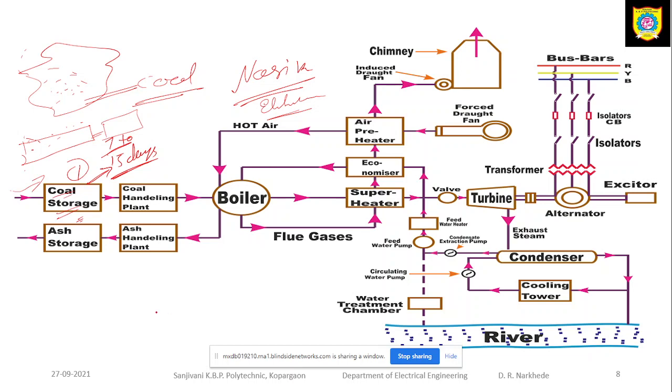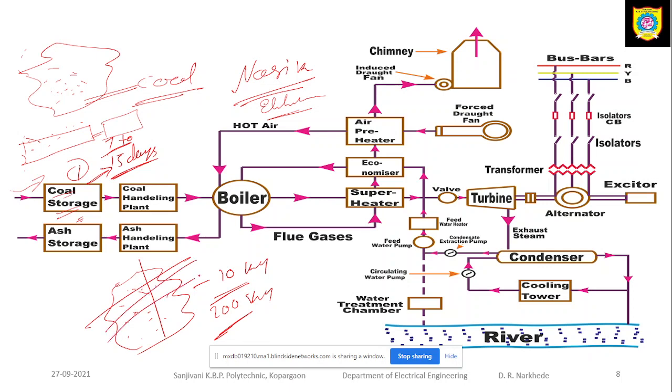Then the next one is, what type of coal am I getting? If you go and see in the coal mine, there are large blocks of coal. The size of these blocks may be 10 kg to 200 to 500 kg. Basically, you will see it is just like black rocks. So I cannot directly burn this coal.